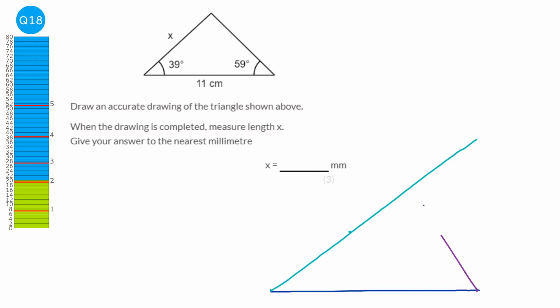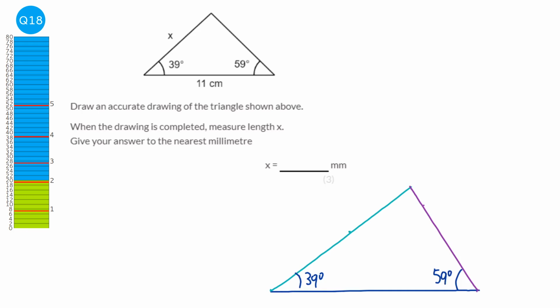The screen's not perfectly calibrated, so it's difficult to do precise work, something like that. And then what you can do is you can get your rubber and just rub out the extra bit of line that we had to do. And so this is our 39 degrees here, and you don't need to label this on the diagram, but just so we know what we're doing. And it says when it's completed, measure length x.